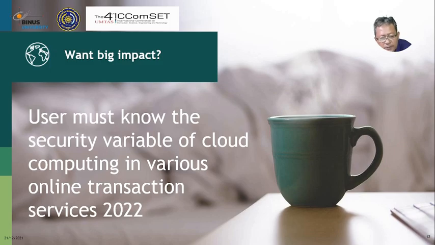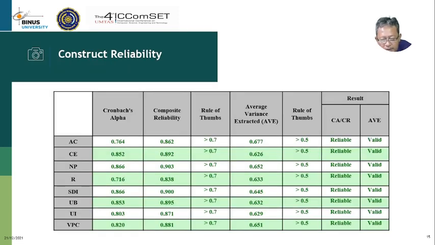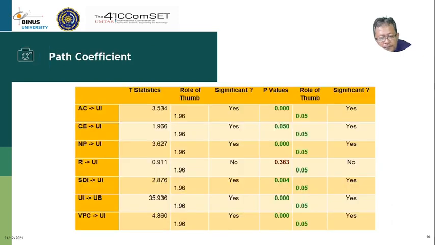The model result is calculated by SmartPLS, and the construct reliability shows that all the questionnaires and variables are reliable and valid. Most variables are higher than the requirement for Cronbach's alpha and average variance extracted. The path coefficients show that all variables are significant except regulation, because the p-value of regulation is more than 0.05.